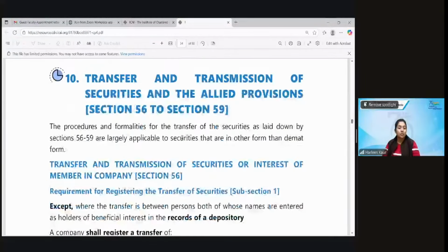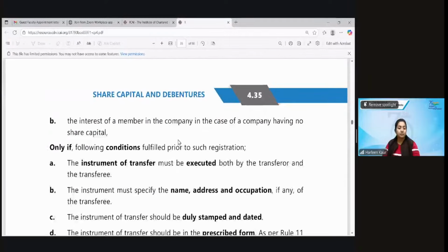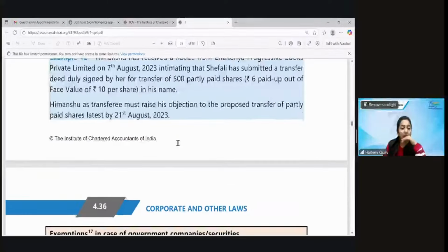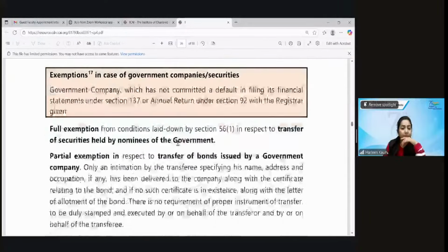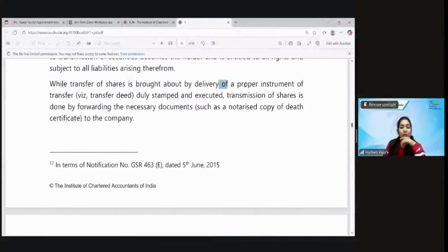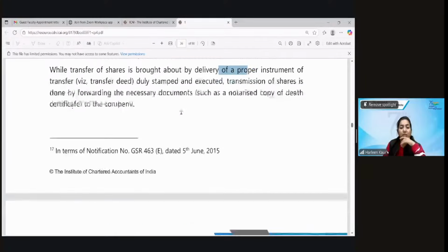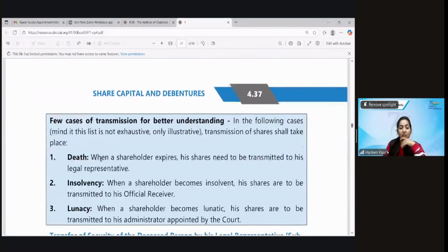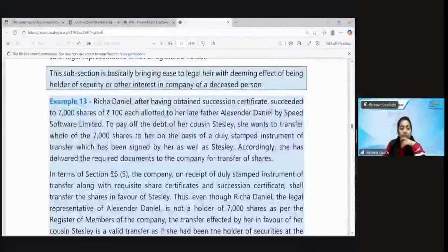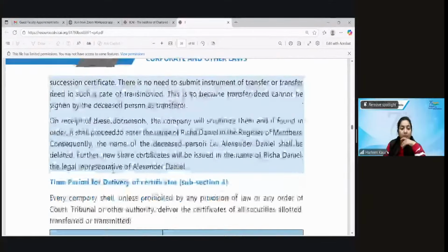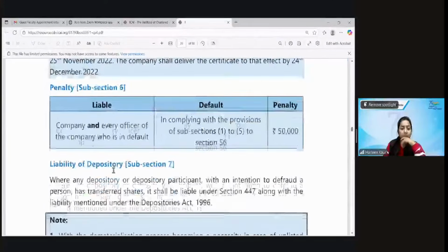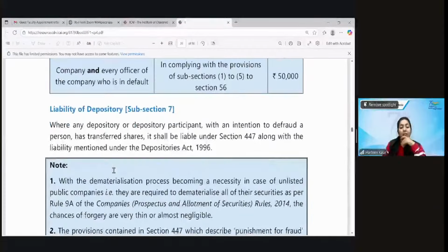So this is your transfer and transmission of the shares. Have you found forgery over here? Transfer always happens by a proper instrument, that is a transfer deed. However, transmission happens by the intimation that has been given in case of death, insolvency, or lunacy. Finally, we have found this.